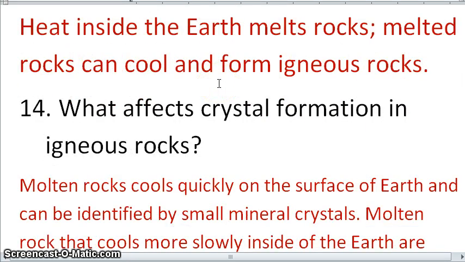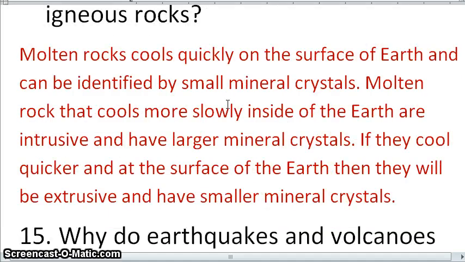Sticking with the topic of igneous rocks, question 14. What affects the crystal formation in igneous rocks? This is a longer one. Molten rocks cool quickly at the surface of the Earth and can be identified by small mineral crystals. Molten rocks that cool more slowly inside the Earth are intrusive and have large mineral crystals. And again, if they cooled quickly at the surface of the Earth, they're considered extrusive and have small crystals. So we get back to that idea of intrusive and extrusive igneous rocks. Intrusive inside the Earth, extrusive on the Earth's exterior.